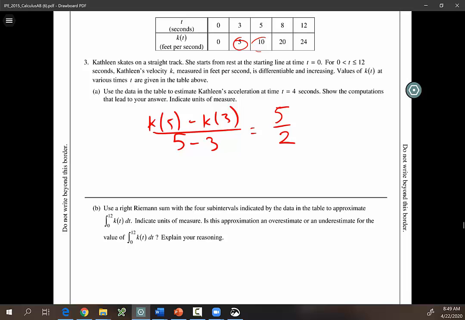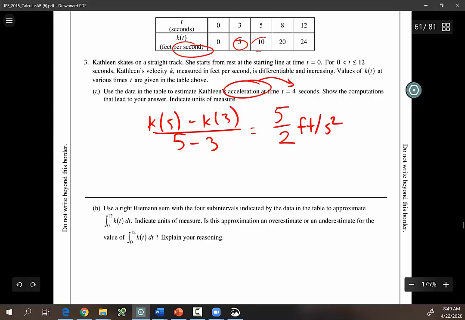Feet per second squared. Good, feet per second squared, because we're taking a derivative, so we add on it per time. So that's perfect. That's full credit. If you want to, since you're doing acceleration at 4, maybe you write a of 4. And then instead of equals, we're estimating it, so we do approximately.